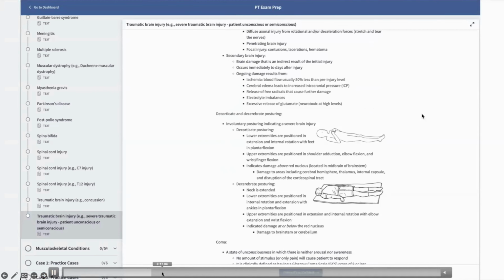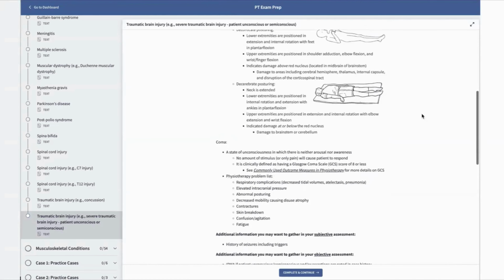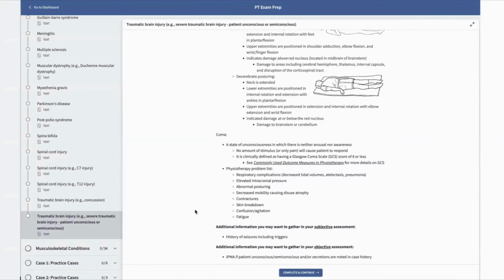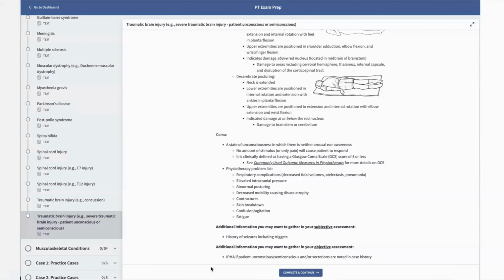Now, I'm going to scroll down just a little bit here. The next thing we're going to show you is additional information you may want to gather in a subjective assessment and objective assessment right at the bottom here. This may seem like a lot of information if you haven't looked into what the OC exam is, but ultimately you have to perform a subjective and objective assessment in case 1 of part 1.